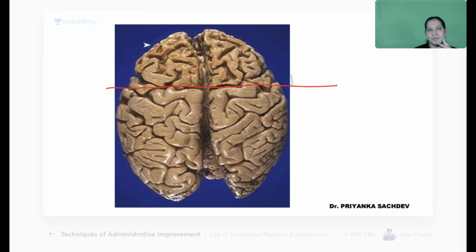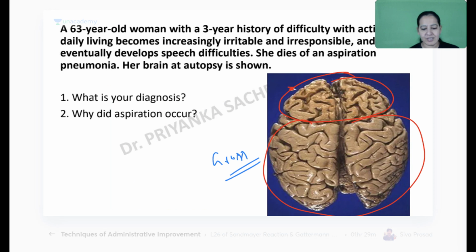Now compare this portion and this portion. What is this lobe? This is the frontal lobe. Yes or no? This is the frontal lobe. So what can you see? I can see atrophy in which lobe? So of course it is atrophy now.